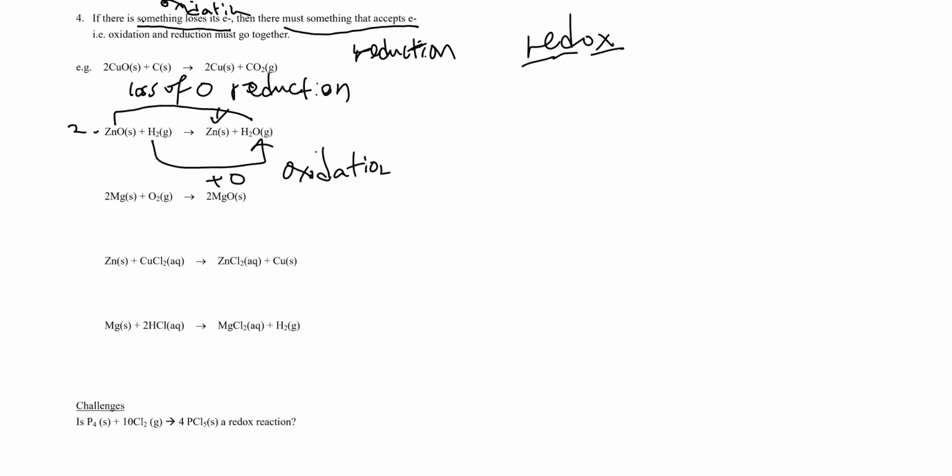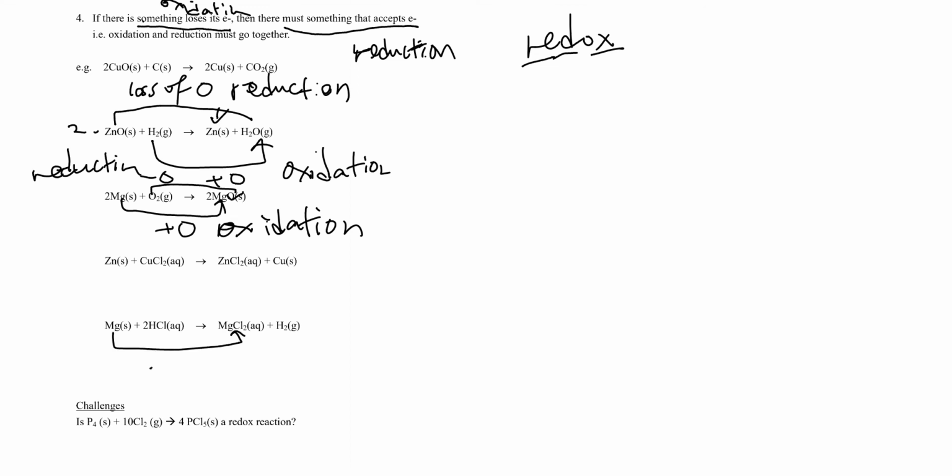For magnesium, it has gained oxygen, and oxygen has lost oxygen. So gaining oxygen means oxidation. For oxygen, it undergoes reduction. For the last example, magnesium has lost electrons. So losing electrons means oxidation. And then hydrogen ions gain electrons, so that's why it is reduction.